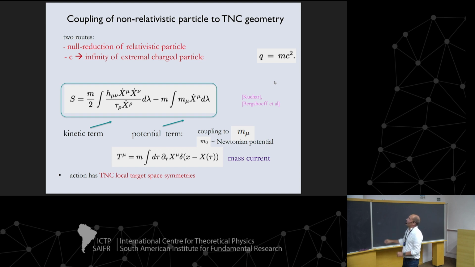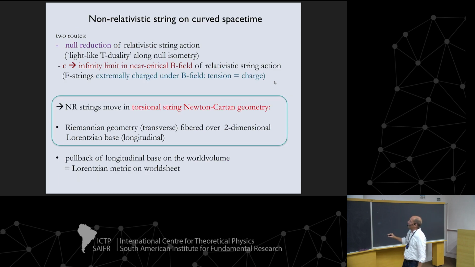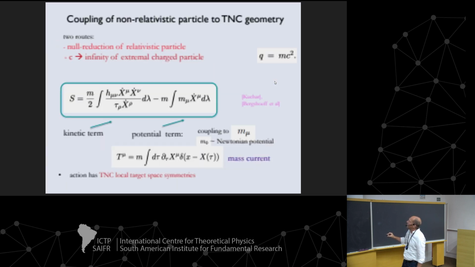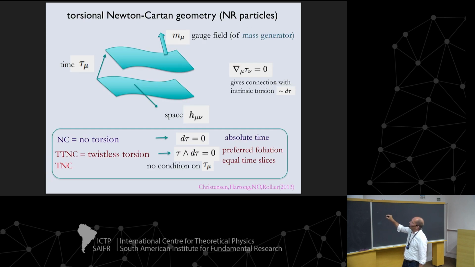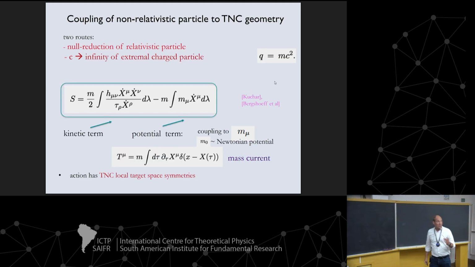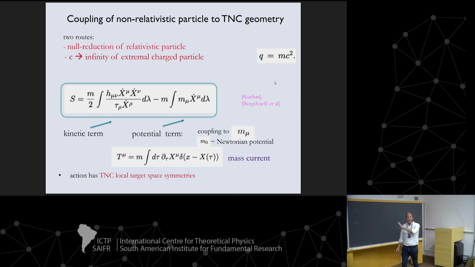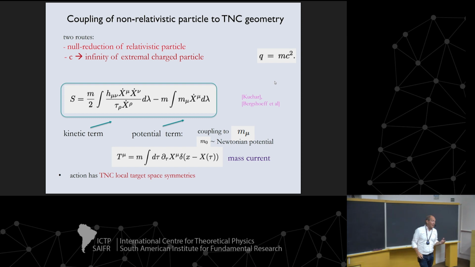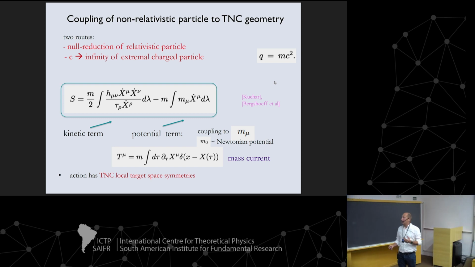Here, if you want to write down the coupling of a non-relativistic particle to this geometry, and maybe I didn't stress it, this geometry can have torsion, but in view of the time, I will not dwell on that too much. There are two actually nice routes, and I emphasize them here because you can follow the same route for the string. There are two nice routes to get the covariant coupling of a non-relativistic particle to this geometry.